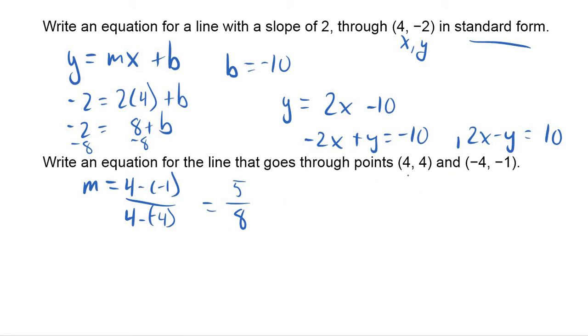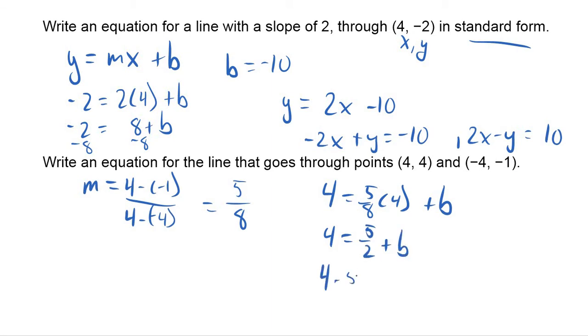You can use either one of these points. Let's just use this one. So 4 equals 5/8 times 4 plus b. And so 4 equals 20/8, which is 10/4, 5/2, right? Yeah, 5/2. So 5/2 plus b. Then we subtract that. So 4 minus 5/2 equals b. And 4 would be 8/2 if I just rewrite that. So that would give us what? 3/2. So b is 3/2.